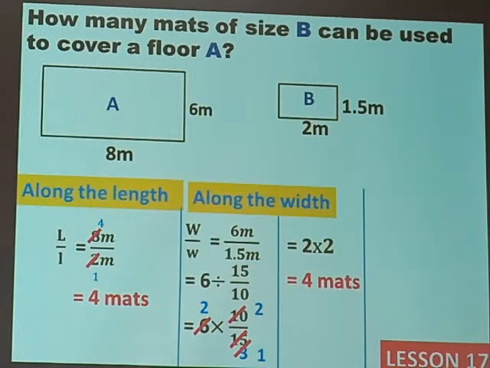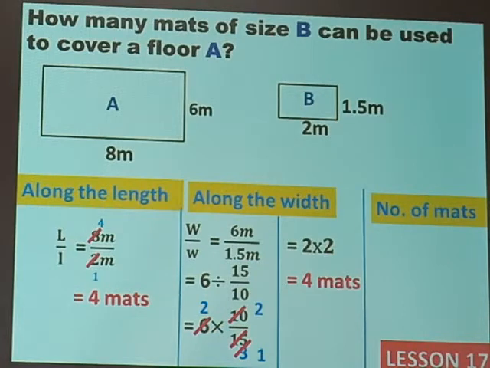How many mats can I fit along the width of our room? The width of our floor, sorry. So, along the width of the floor, we have also got 4 mats. Along the length, we got 4 mats. Now, for us to get the number of mats, I said something when we were beginning. So, for us to get our answer now, we need to get the number of mats we can use.